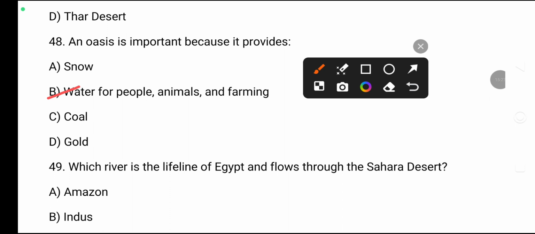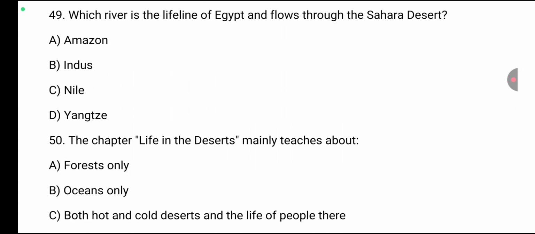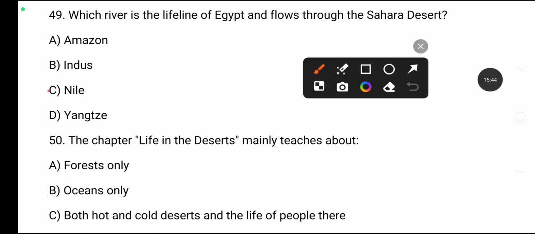Now moving on to question number 49. Which river is the lifeline of Egypt and flows through the Sahara Desert? Amazon river, Indus, Nile, Ganga. Answer will be C, Nile river.